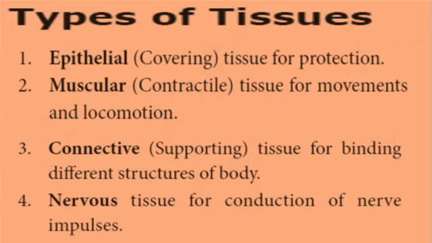Types of tissues. Depending on the basis of their structure and function, tissues can be classified into four types. Epithelial tissue for protection, muscular tissue for movement and locomotion, connective tissue for binding different structures of the body, and nervous tissue for conduction of nerve impulses.